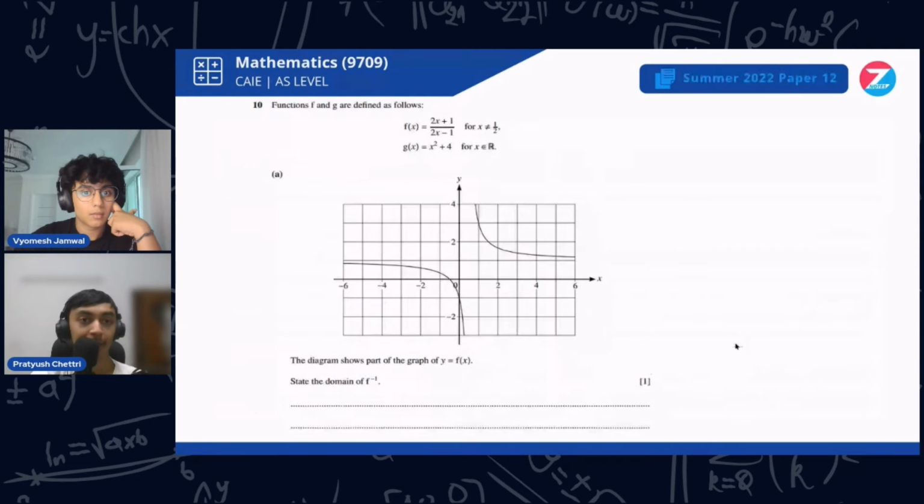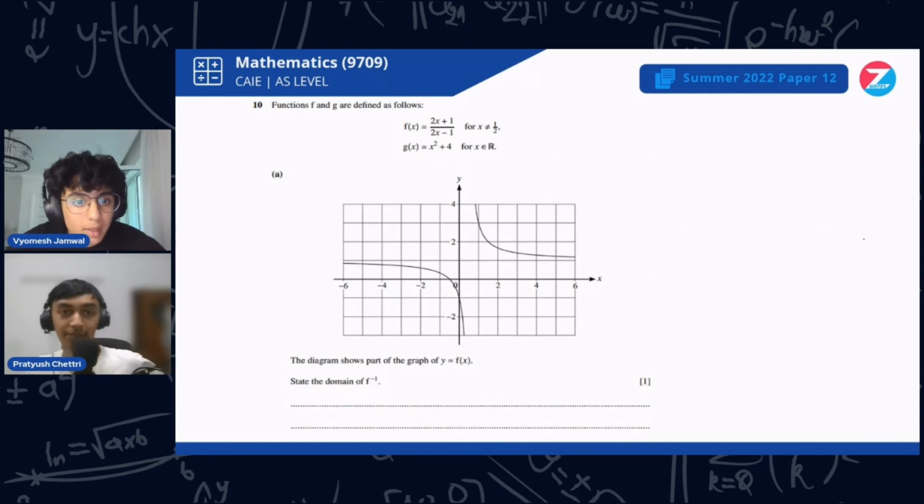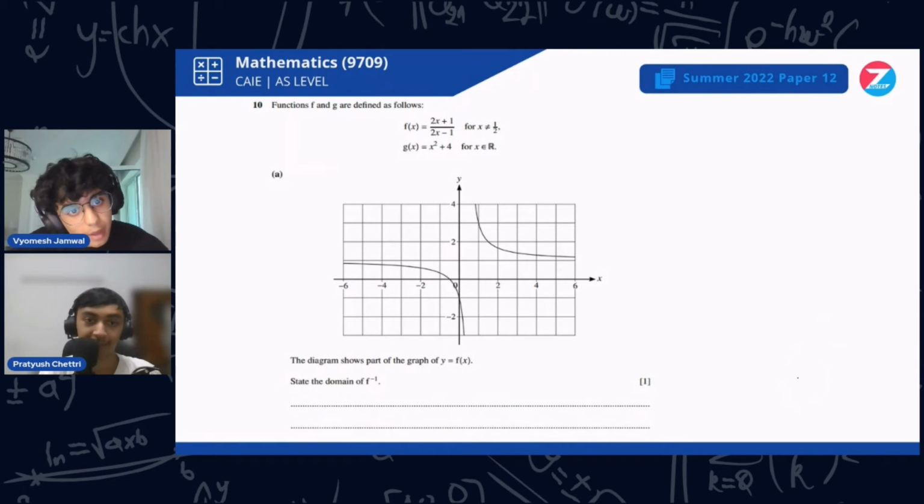Okay, Vyomesh, will you be willing to help us with this question? Sure, yeah. So looking at the question, it is asking to state the domain of f inverse, right? Mm-hmm. And I think it's a one mark question, so it should be quite simple. So basically the domain of the inverse of the function is the range of f of x, right? Yes.